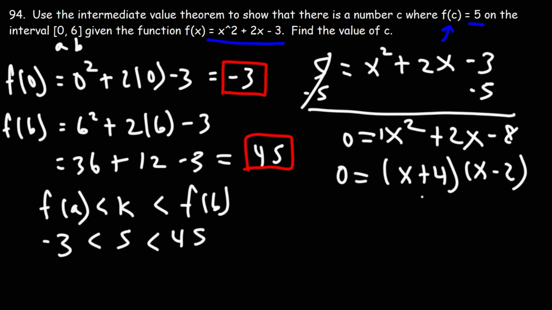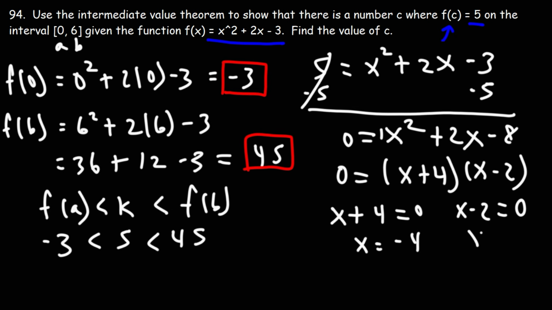Using the zero product property, when we set x plus 4 equal to 0, we get that x is equal to -4. And if we set x minus 2, the other factor, equal to 0, we get x is equal to 2. Now, which of these values will be the c value that we're looking for? C has to be between 0 and 6. -4 is outside of that range, so we can eliminate this answer choice. 2 is between 0 and 6, so that's our c value.